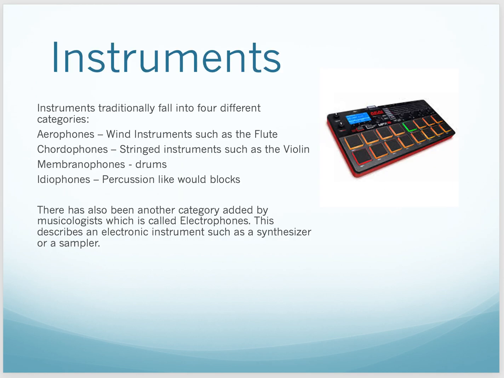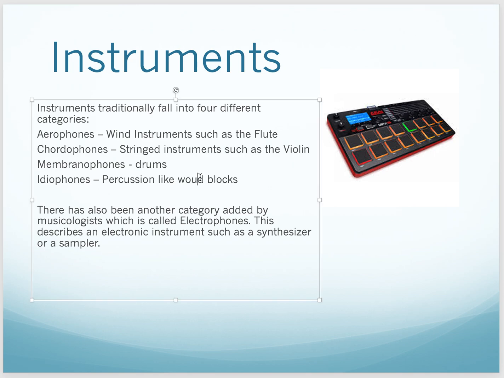So, instruments. Instruments traditionally fall into 4 categories. Aerophones, wind instruments such as a flute. Chordophones, stringed instruments such as a violin. Membranophones such as drums. Idiophones, percussion such as woodblocks. There's also another category added by musicologists, which is called electrophones. This describes an electronic instrument such as the synthesizer or sampler.